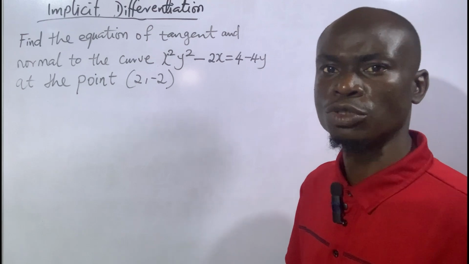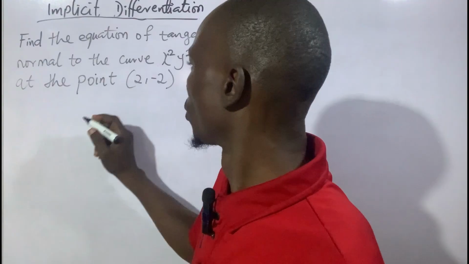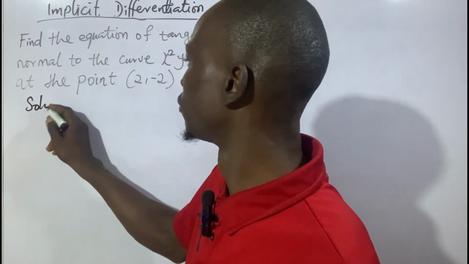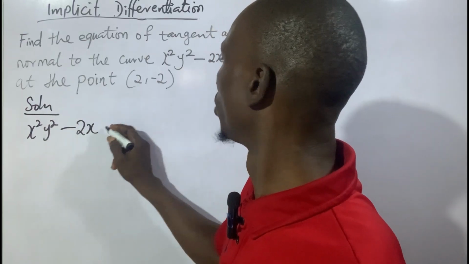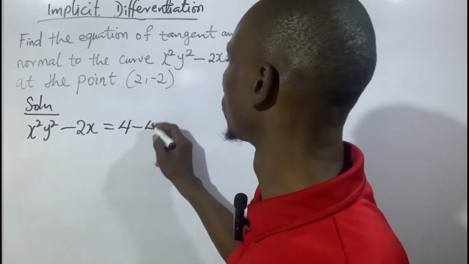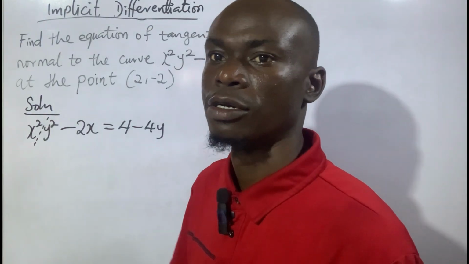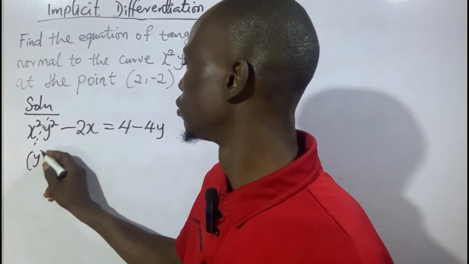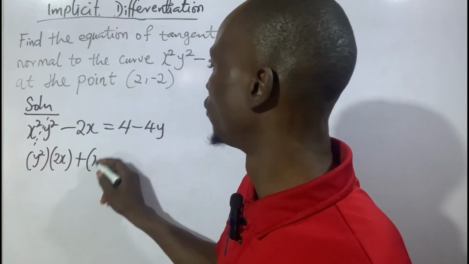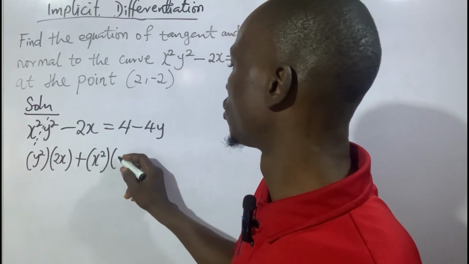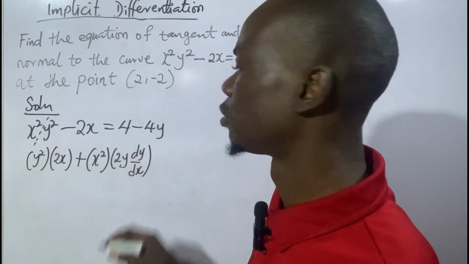So the first thing to do is to take the curve, which is the equation given, and find dy/dx. If I do that, I'm going to have x squared y squared minus 2x equals 4 minus 4y. Differentiating through, this is a product. For a product, leave the second, differentiate the first, plus leave the first, differentiate the second. And the second is y, so we attach the dy/dx.